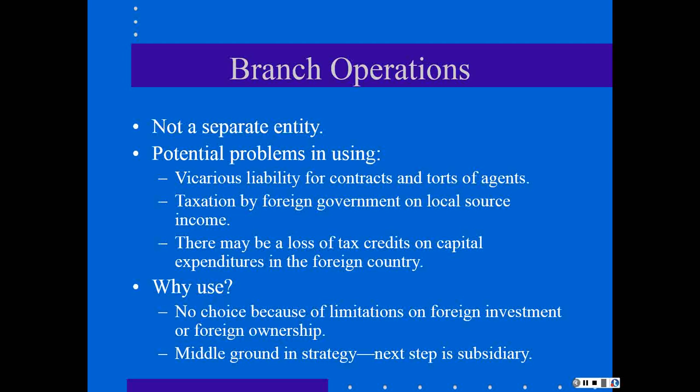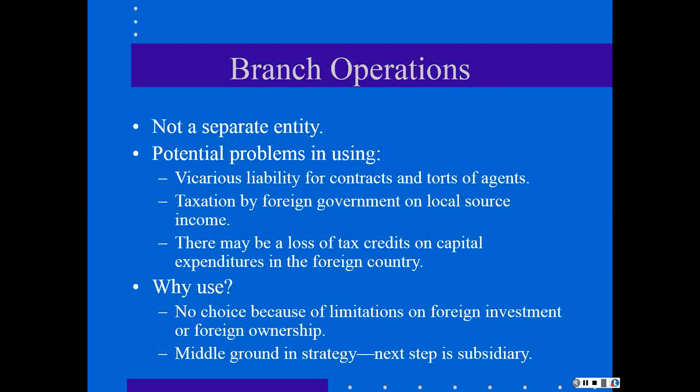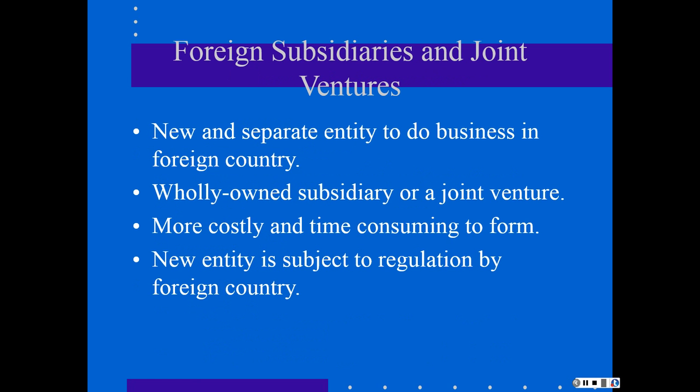This gives more control by the foreign government. And branch operations provide that middle ground in strategy. It's a next step, commonly after the representative office. And of course, the next step beyond branch operations is a foreign subsidiary, a separate entity. So let's talk about the foreign subsidiaries and joint ventures.